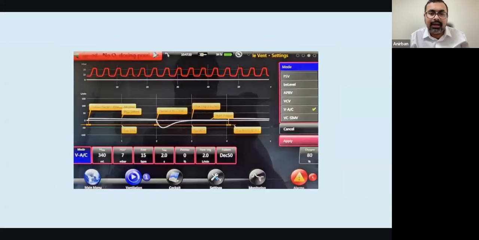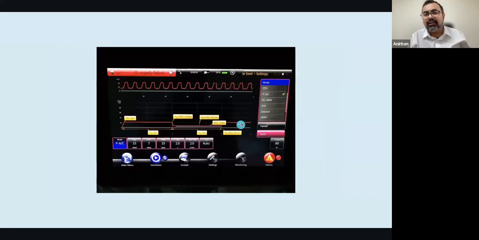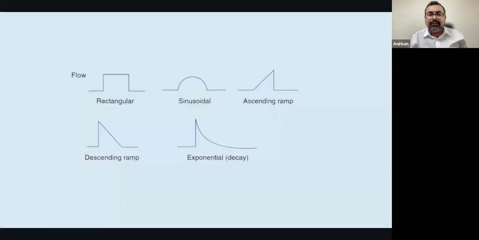This is the reason why, like I told you, this pattern is that I have told the ventilator to initiate a descending ramp flow pattern, unlike the square wave flow pattern that we usually see in volume control ventilation. So this is the advancement that has happened of late. What are the flow patterns? Two common flow patterns that we see are the rectangular flow pattern, or constant flow wave pattern, and the descending ramp. Spontaneous ventilation will have a sinusoidal flow pattern.